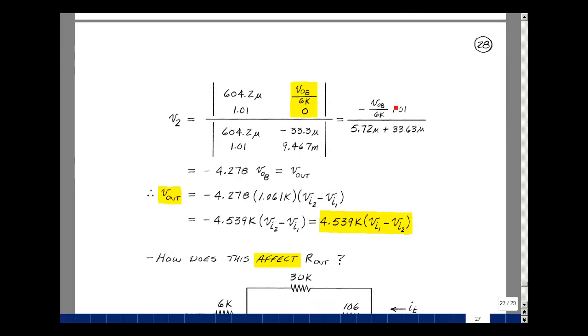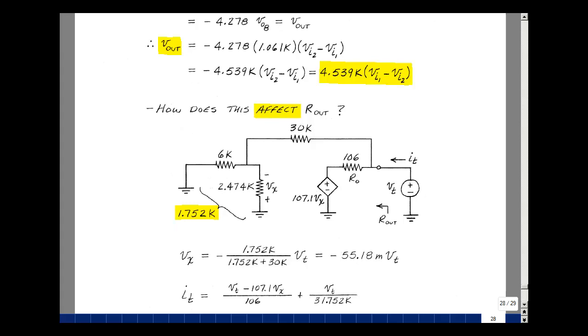Doing the math here, I get a minus 4.278 times V out 8, and that's equal to the V out of our op amp. We were expecting a gain of minus 5, but we're getting a gain of minus 4.278. That's going to multiply that differential gain that was coming in of 1,061. V out is equal to minus 4.278 times V out 8, which was 1,061 times the input difference between 2 and 1. So you multiply these two here, I get a minus 4,539. Let's get rid of this minus sign by bringing it through here. I've got 4,539 times V in 1 minus V in 2.